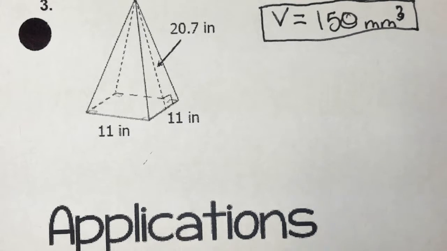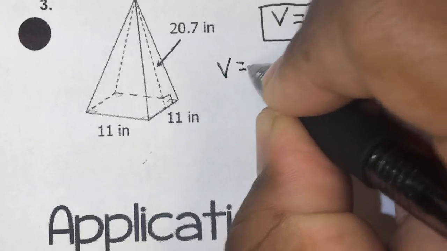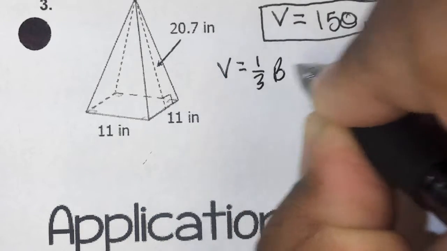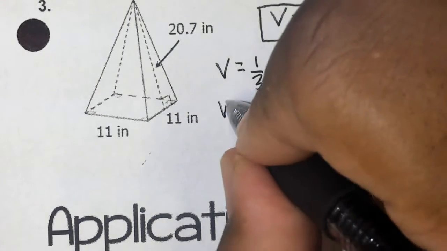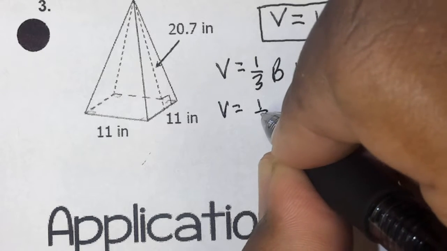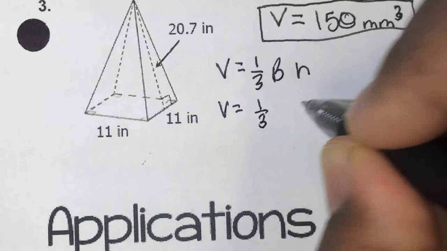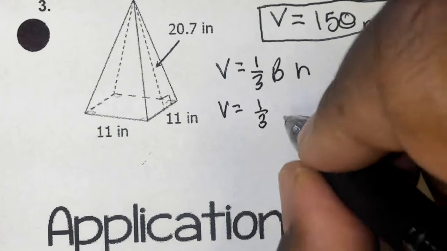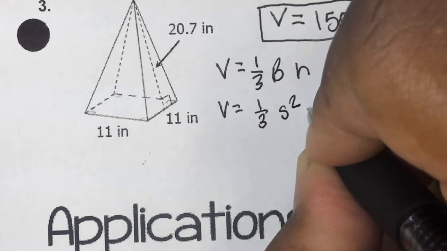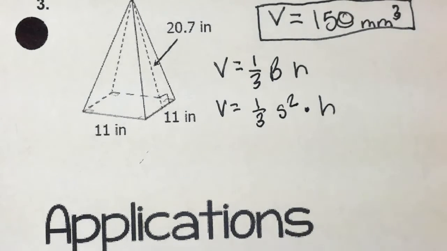So number 3, base is a square, volume equals 1/3 capital B times height. So volume equals 1/3. What you gonna change the B to? S squared, yeah, times height. Sweet.